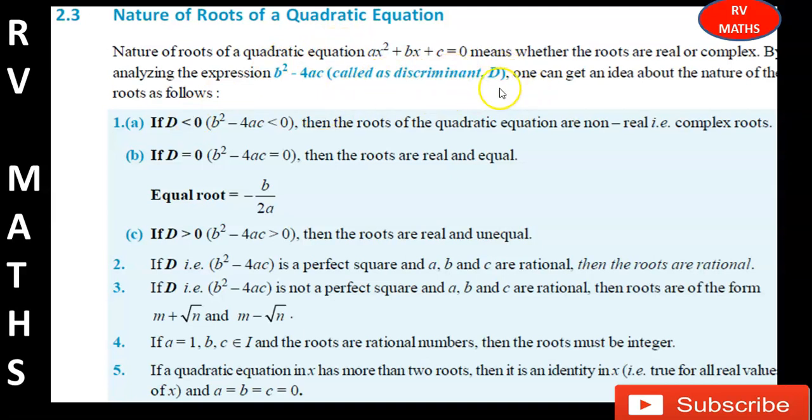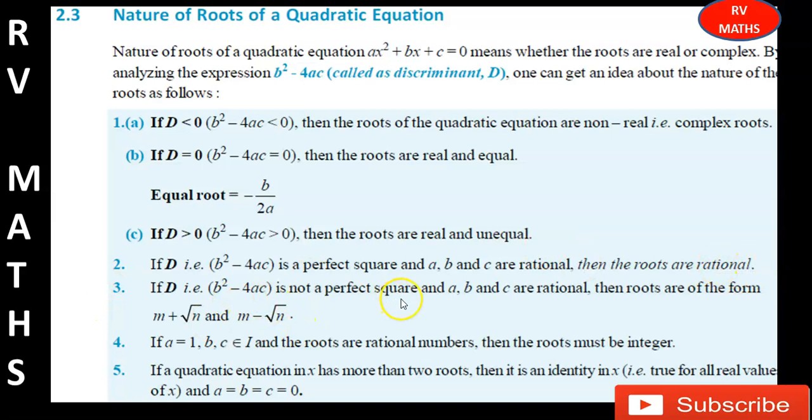This is called the discriminant. If capital D is less than 0, then the roots of the equation will be complex roots. If D equal to 0, then the roots are real and equal. If D is greater than 0, then the roots are real and unequal. And when it is greater than 0, as well as a perfect square, then the roots are real, unequal and rational.